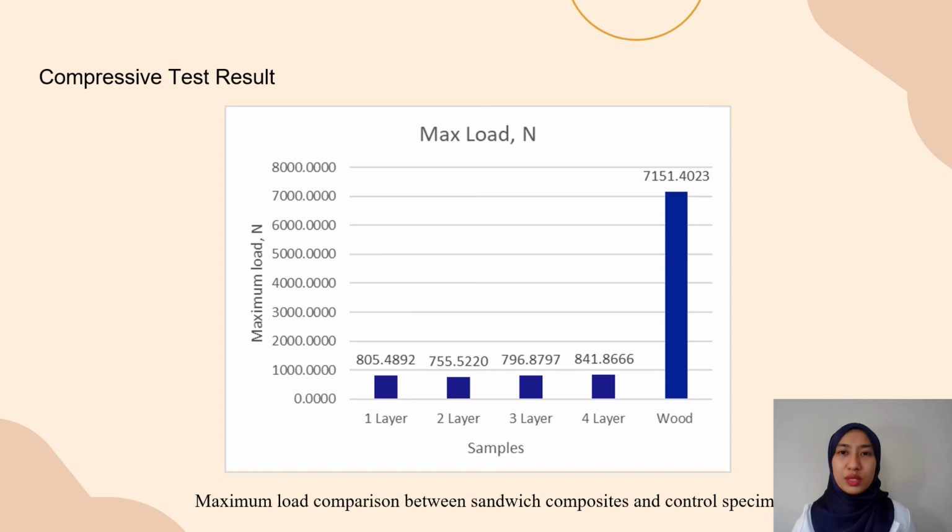So even though the maximum load taken by the solid wood is far more superior than the sandwich specimens, the maximum load of 799.99 Newton, which is 79 kilograms, is 75% higher than the design specification of the modern chair, which is 20 kg.